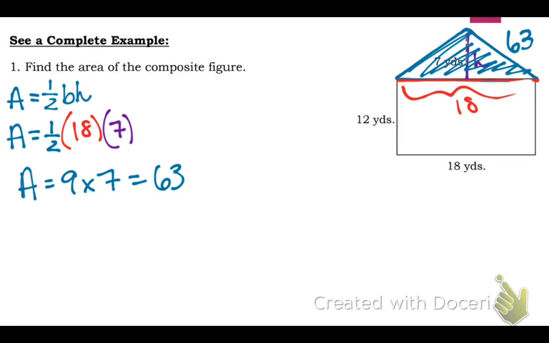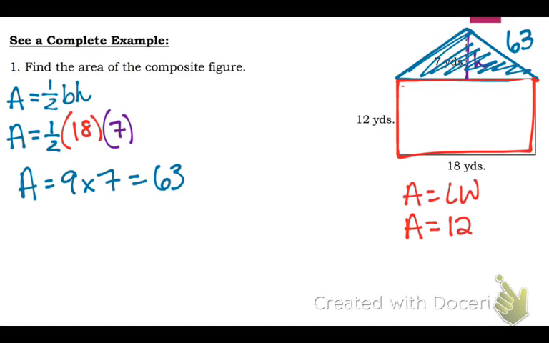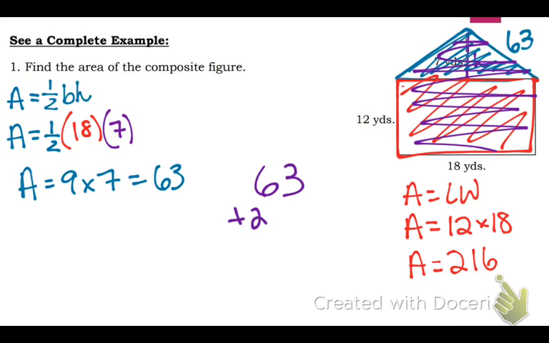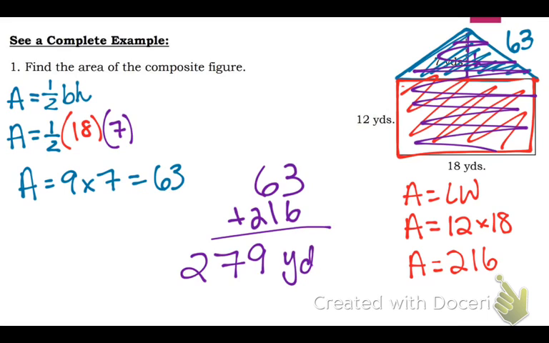The bottom piece, we said was a rectangle. What is the area formula for a rectangle? Length times width, base and height is fine. So length and width, so area equals 12 times 18, which is 216. So we just accounted for the entire bottom. So now we need to account for the entire shape. So we're going to add them together. So 63 plus 216, which is 279, yep, yards squared. Perfect.